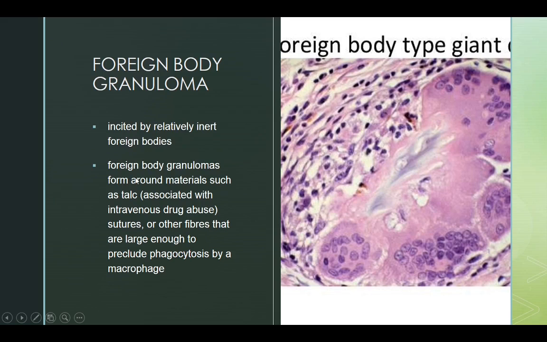This foreign body granuloma forms around materials such as talc associated with IV drug abuse, sutures and other fibers that are large enough to preclude phagocytosis by a macrophage. So foreign body granulomas are formed because of IV drugs like talc, and sutures and fibers which the macrophage is not able to ingest, take inside and digest. Then it leads to formation of foreign body granuloma.